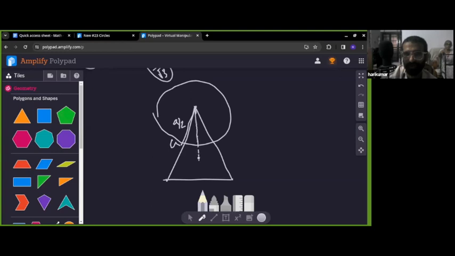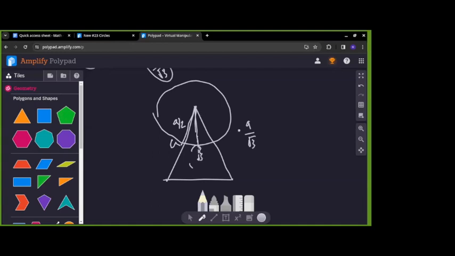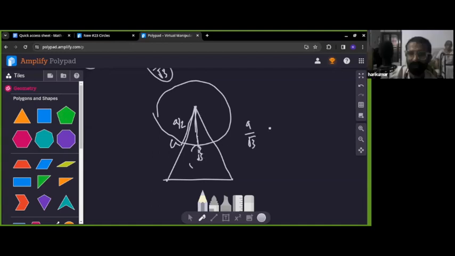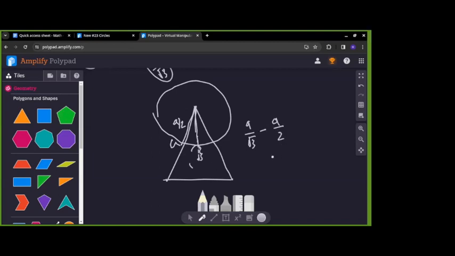So now we need to see this length. I know this is a by root 3. Correct. So now what is this? This is a by root 3 minus a by 2. Correct. Yeah.